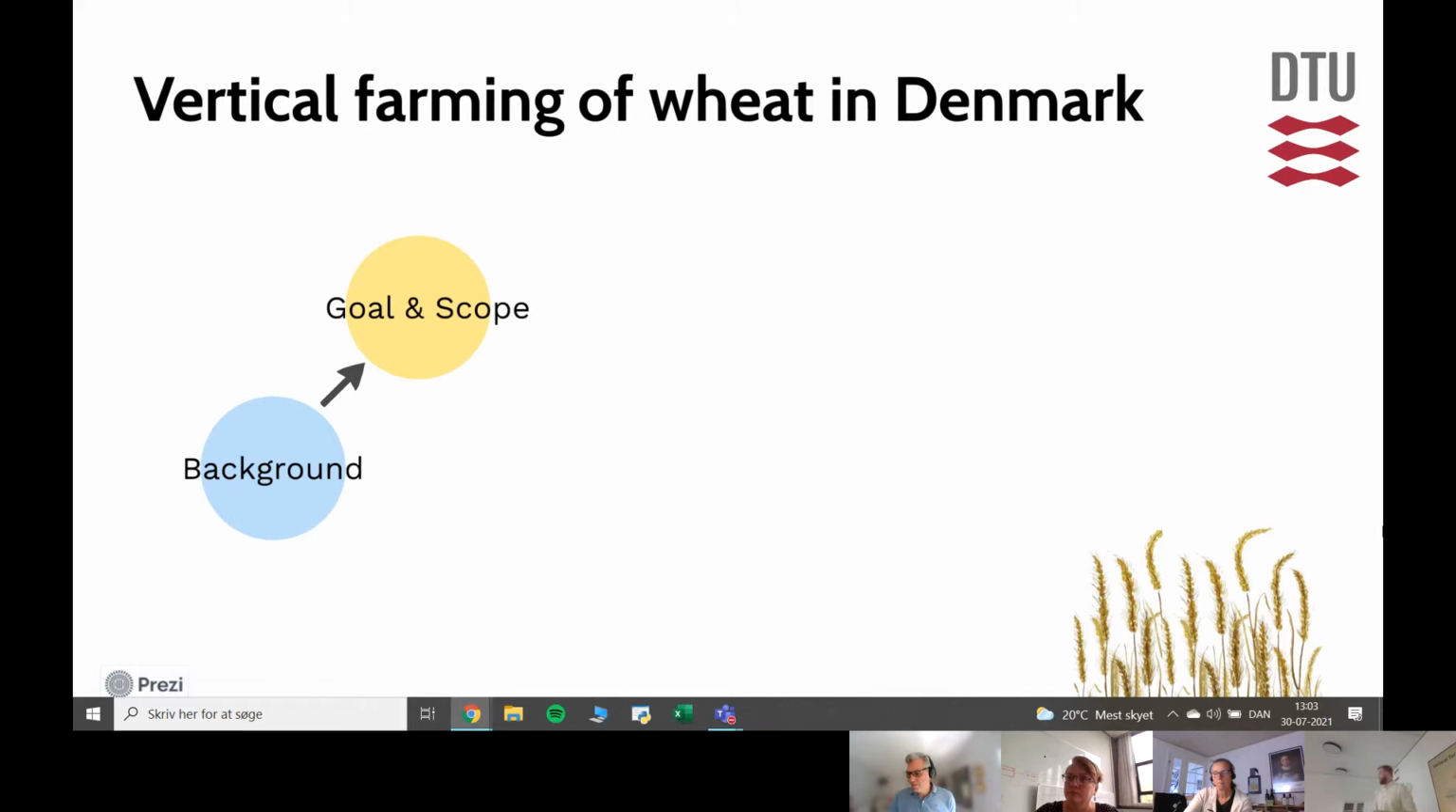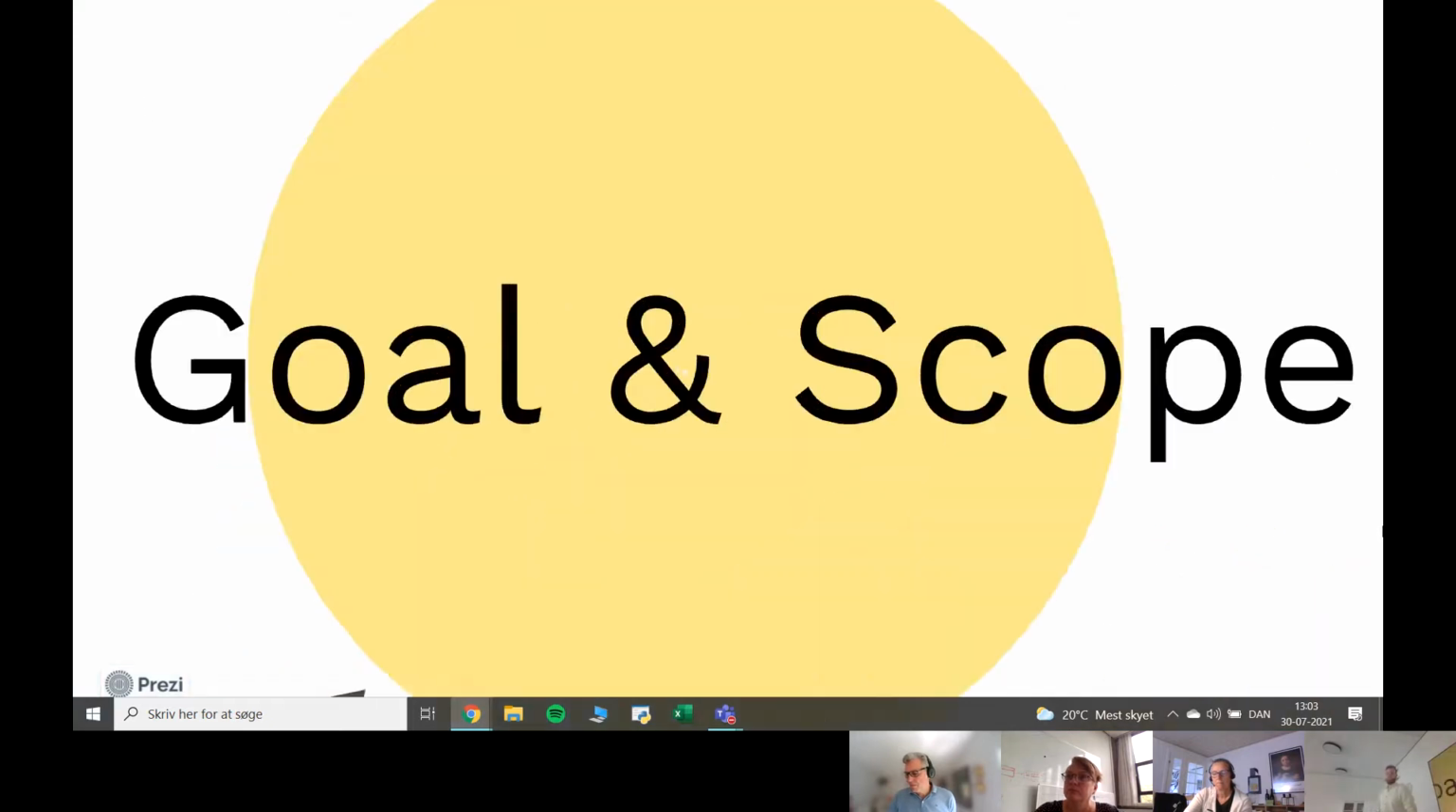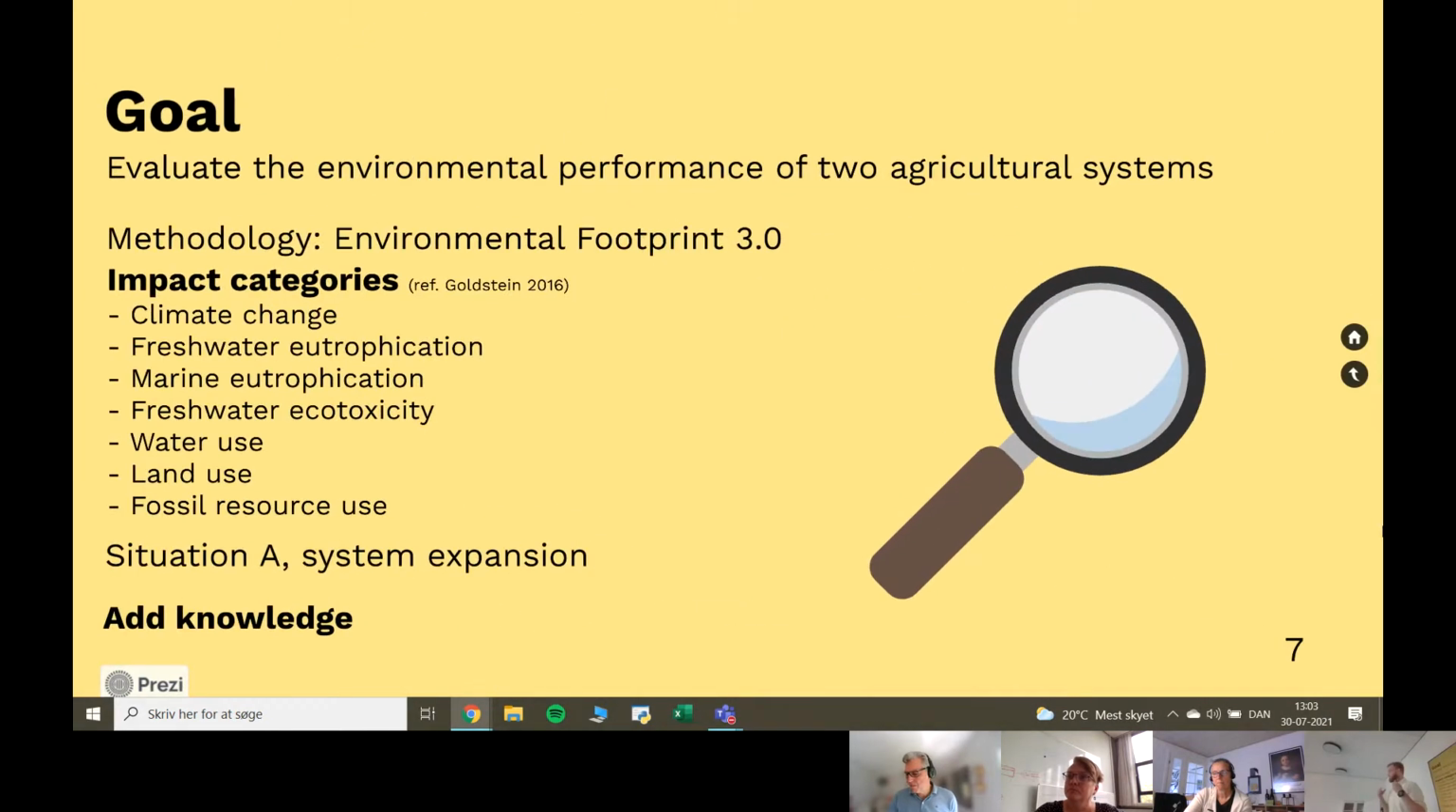LCA, which is the goal and the scope. So starting with the goal, what do we want to do with this study? What I want to do is evaluate 2 agricultural systems, one vertical and the current practice, which is the conventional. And that makes this a comparative LCA.